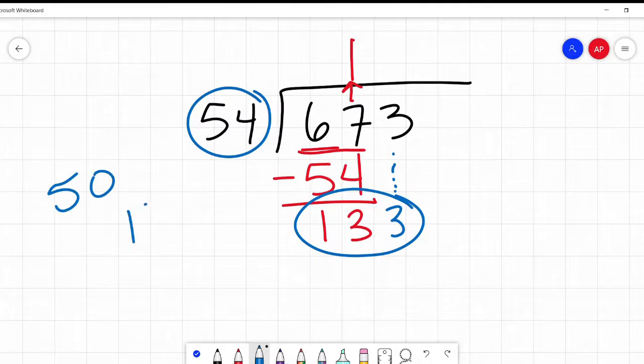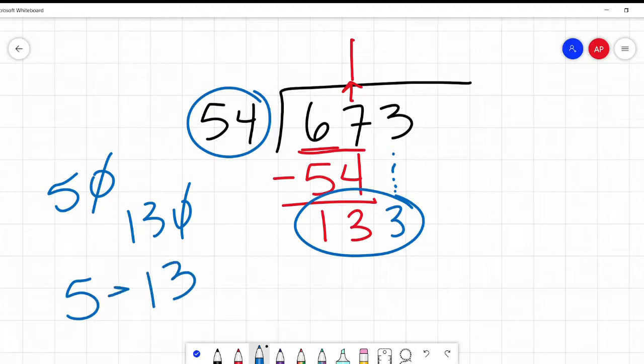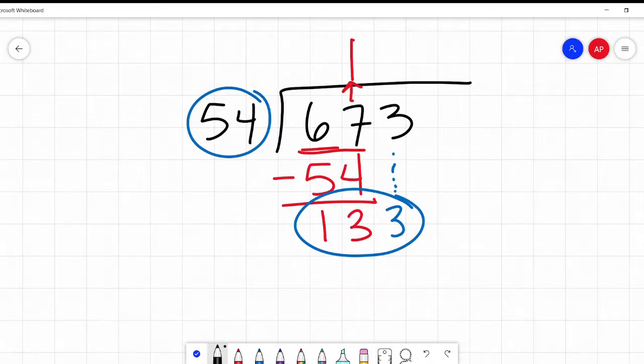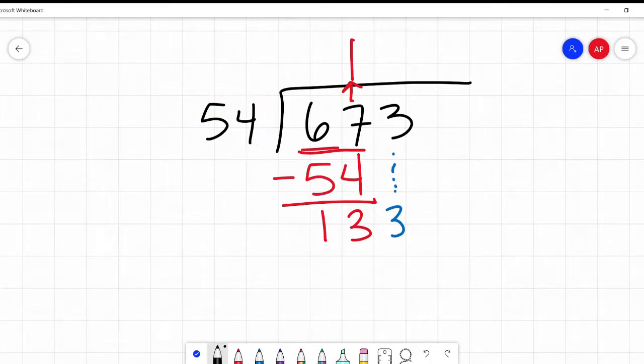50 into 130. And because they both end in 0, we can say, how many times does 5 go into 13? 2, right? 5 times 2 is 10. 3 is too much, since 5 times 3 is 15. So let's try 2. Actually, let me back that up. It doesn't always work, and it's okay if it doesn't. You just move up or down accordingly.